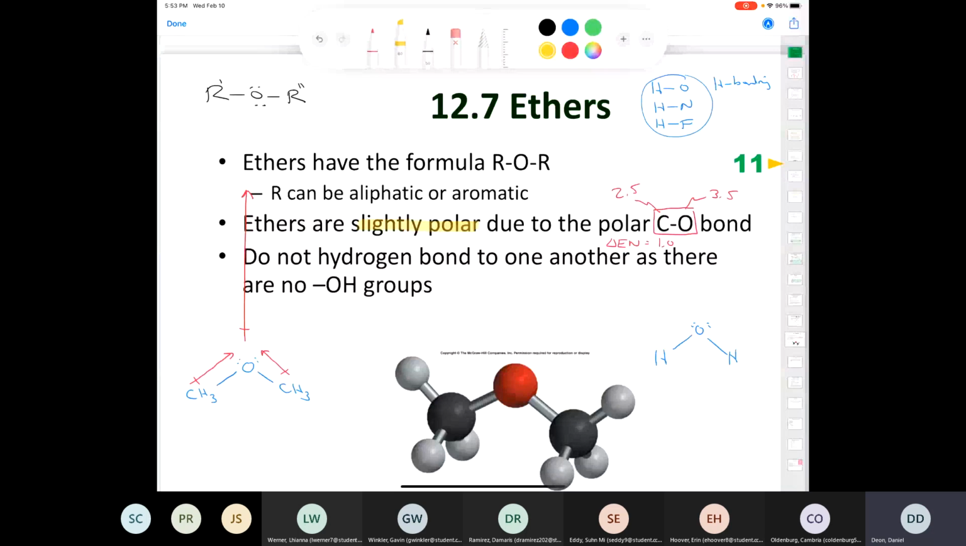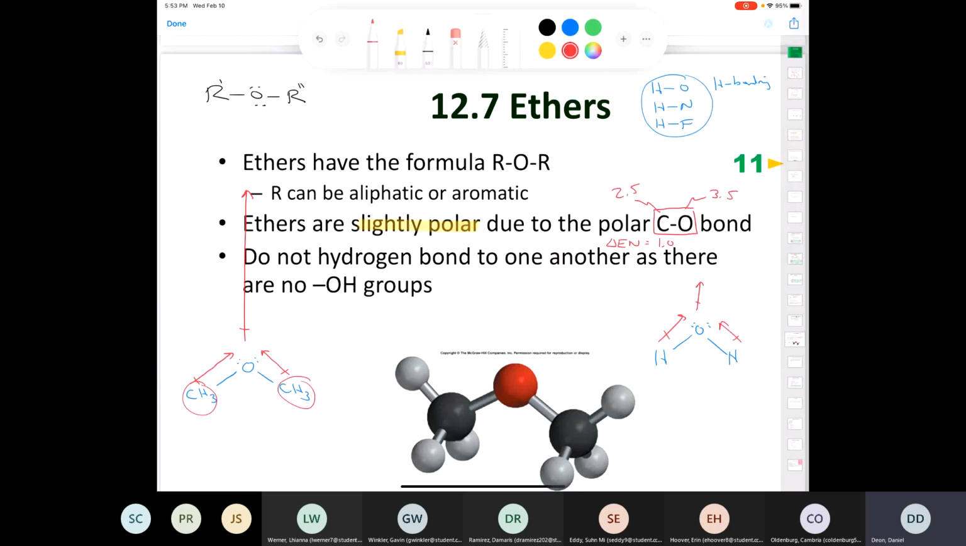And the reason why it's slightly polar compared to something like water, which is highly polar, right? And we could draw the dipoles in for water. Water is highly polar. And the reason why is because of these methyl groups, right? The R groups that kind of block the dipoles a little bit. It makes it more difficult for the ethers to interact with other molecules, okay? So that's why they're not quite as polar.